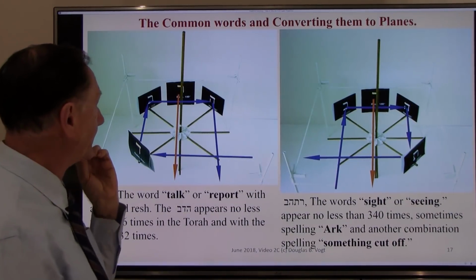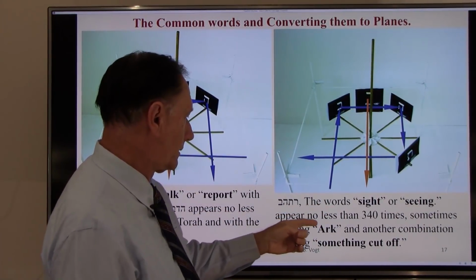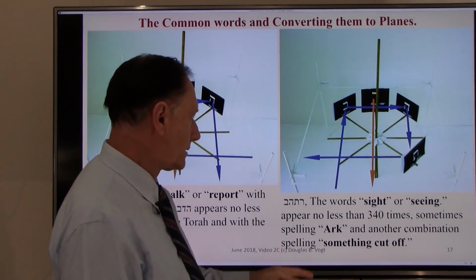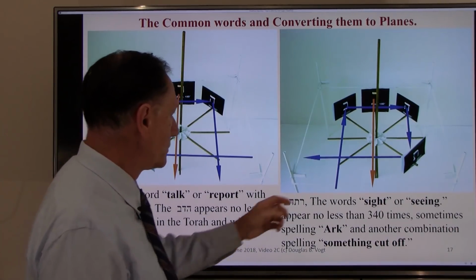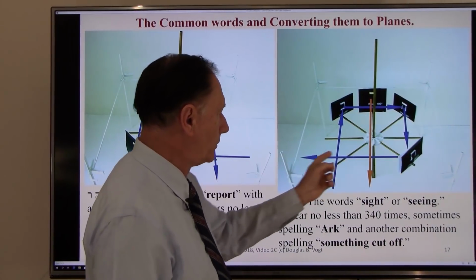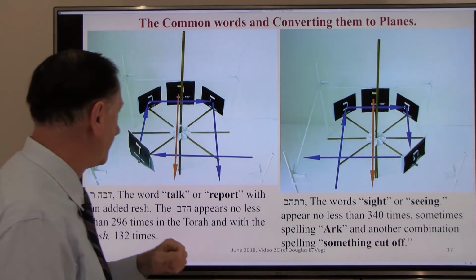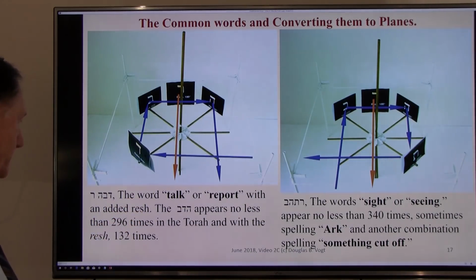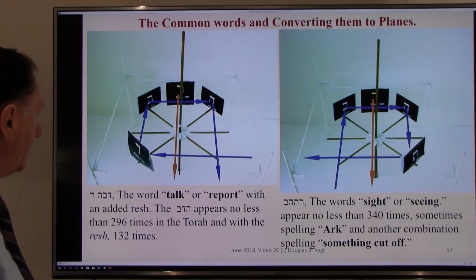Here's more common words. The word sight or seeing appearing about 340 times. It's also used for the word arc and sometimes cut off. Now this is where we start getting this pattern here. You will see when I show you the stuff for quantum computing. Again, here the word talk or report 296 times, 132 with resh in it. Resh is this letter back here. All very organized.